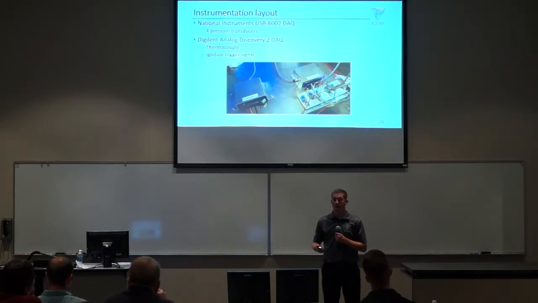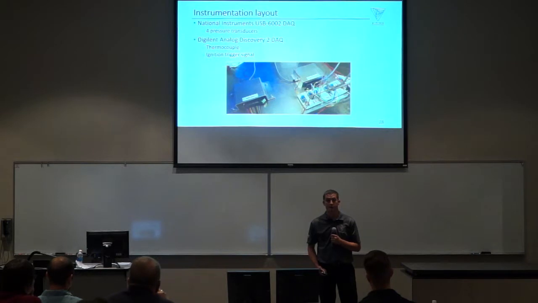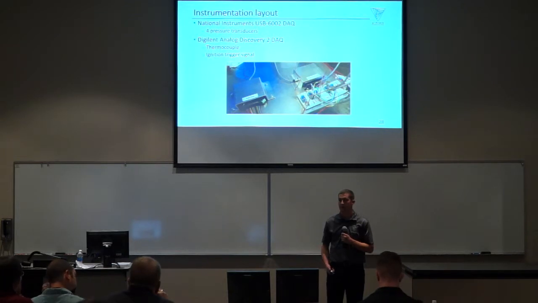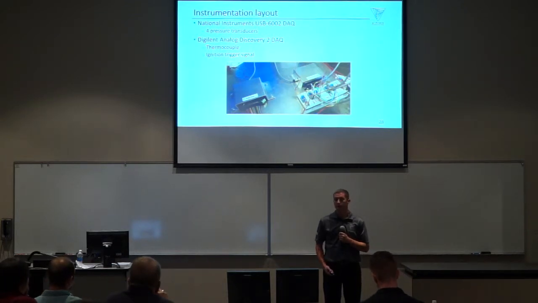Going into the other DAQ, which is a Digilent Analog Discovery 2, we had an amplified thermocouple signal, and then we processed the 12-volt square wave ignition trigger signal that came from the engine's ignition box to determine the engine RPM as mentioned before. Both of the DAQs output their data through USB, which was transferred to a laptop.